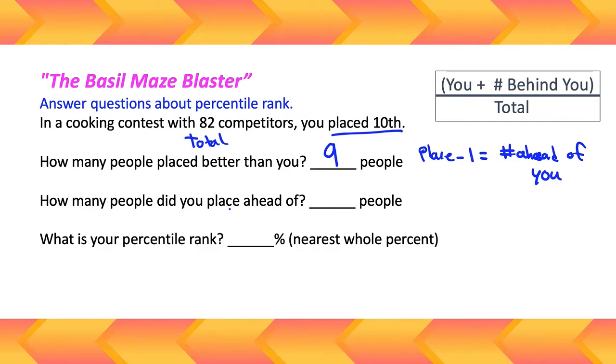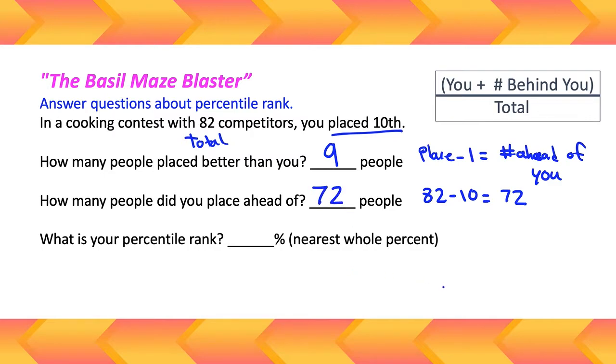How many people did you place ahead of? Okay, so how many people are behind you? Well, if you got 10th place and there's 82 total competitors, you would want to group yourself with the top 9. So you're talking about the people behind you. So 82 minus 10 is 72. Okay, cool. So there's 72 people behind you.